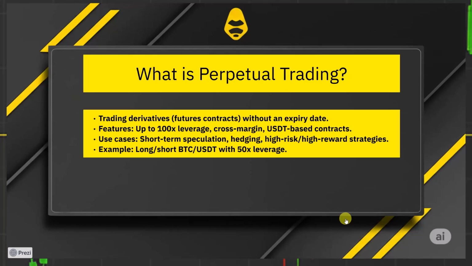You can use cross margin, which means you can use your entire wallet to support the position based on the USDT that you hold. It's usually used for short-term speculation so that you can take advantage of small swings up and down while being able to hedge. You can do stop losses and take profits. It's high risk, but also high reward. For example, you can long or short, betting on the direction of BTC going up or down with 50x leverage.